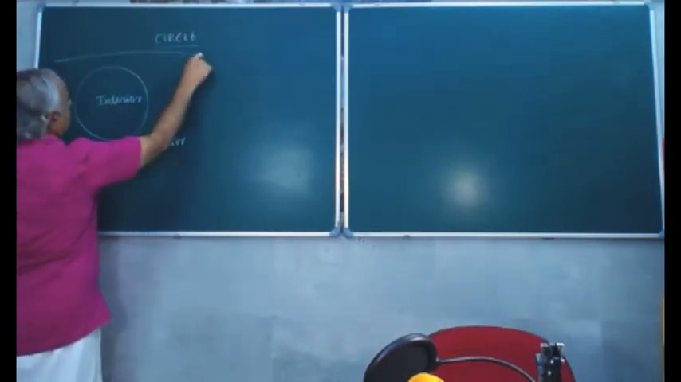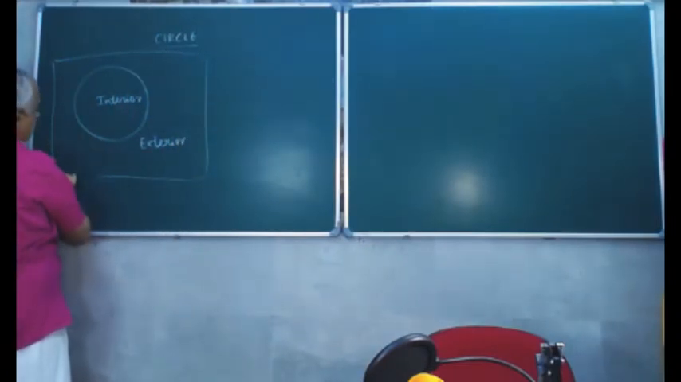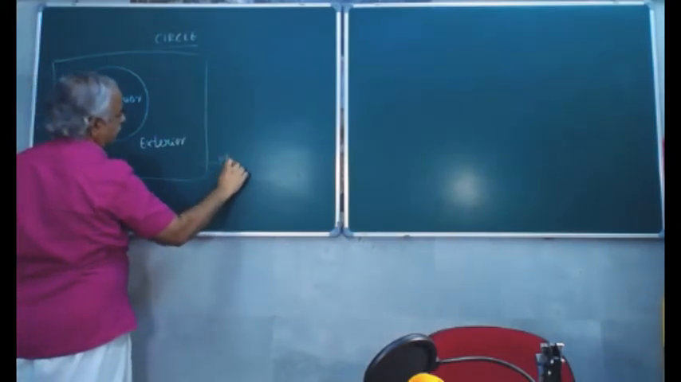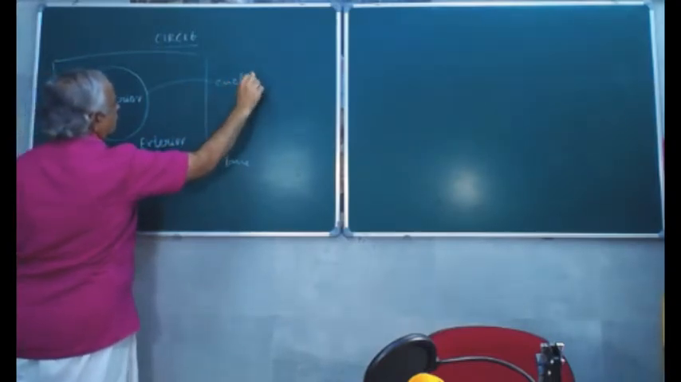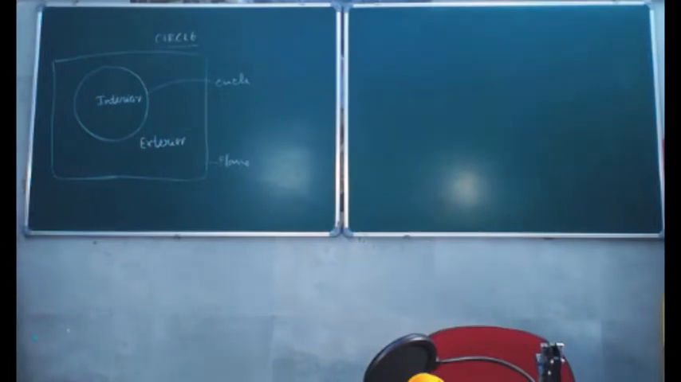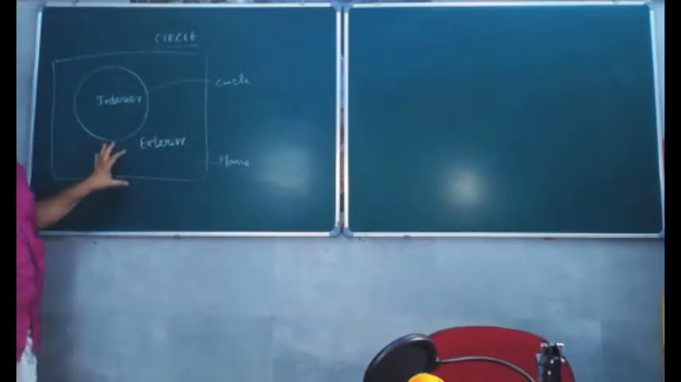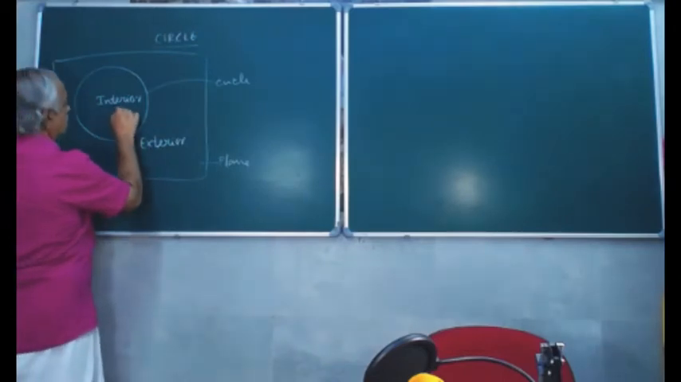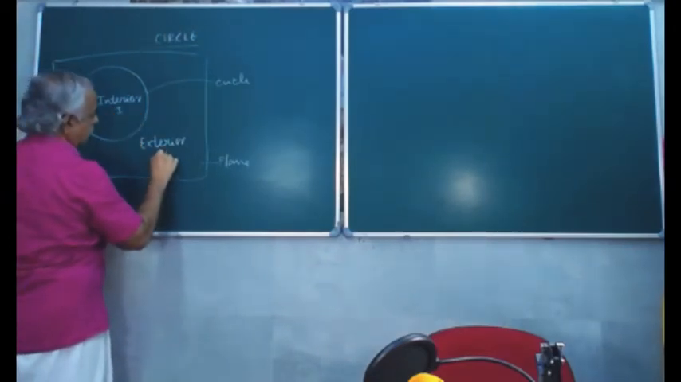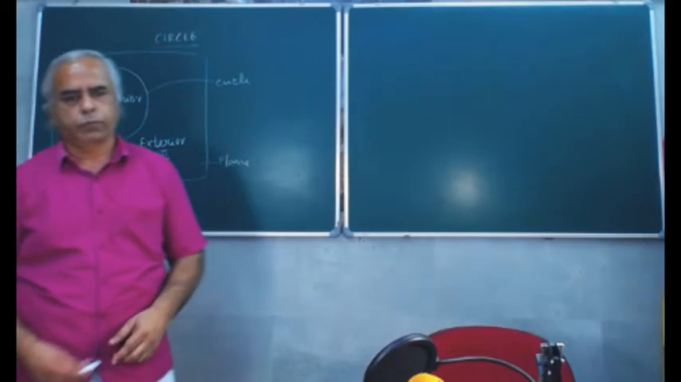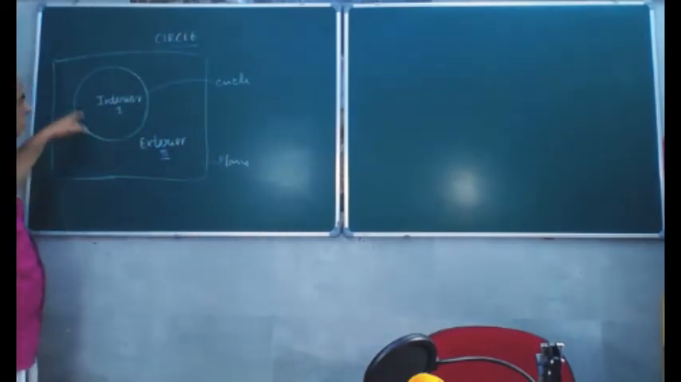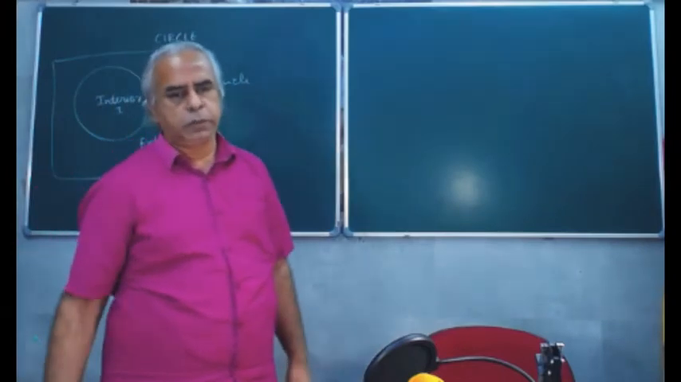Let me consider this as a plane. This is the plane and this is the circle. So the circle divides the plane into the interior and the exterior. The circle distinguishes the interior portion from the exterior in a plane. And this is called the circular region.